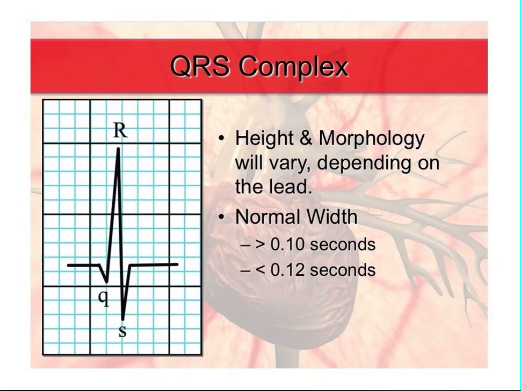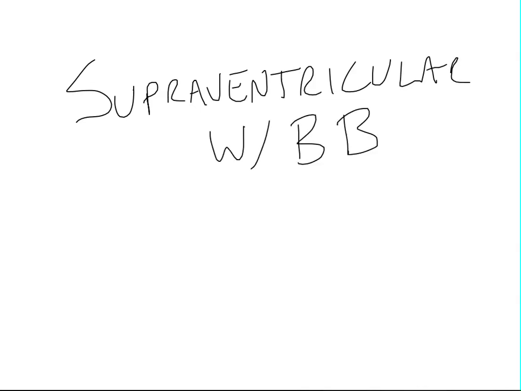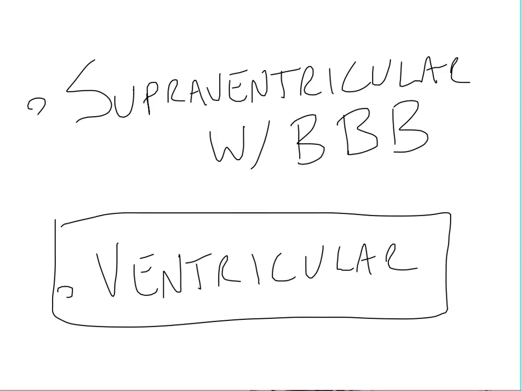So if you see a wide QRS complex, that could really only be one thing. You have aberrant conduction. And that aberrant conduction could be a supraventricular rhythm, supraventricular, meaning above the ventricles, with a bundle branch block, or it could be a ventricular rhythm, a ventricular arrhythmia. So we want to make sure it's not one of these before we start looking for this. Make sure it's not one of these.